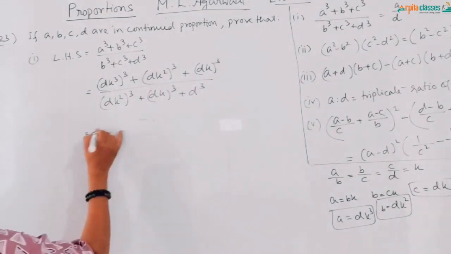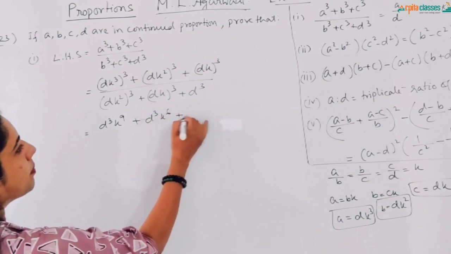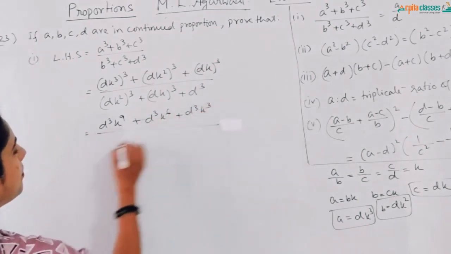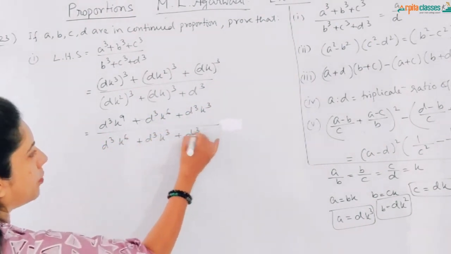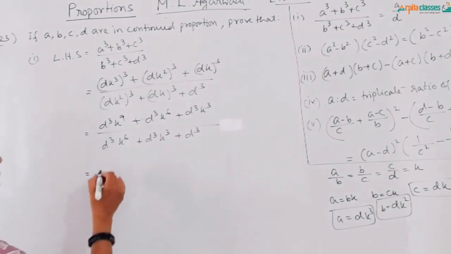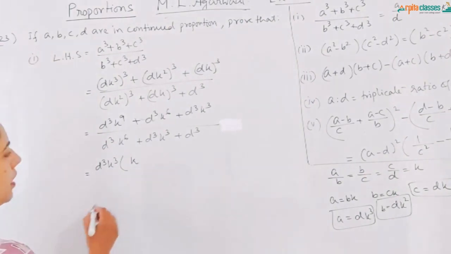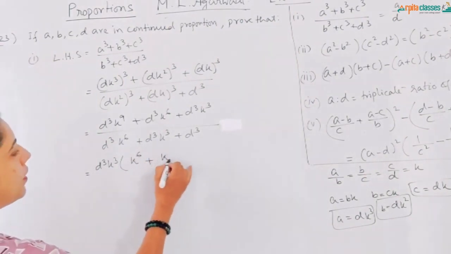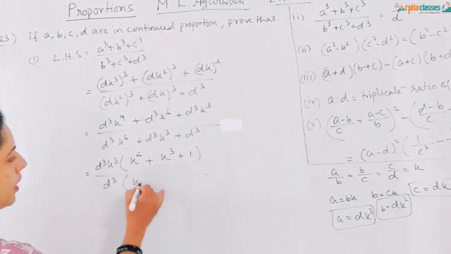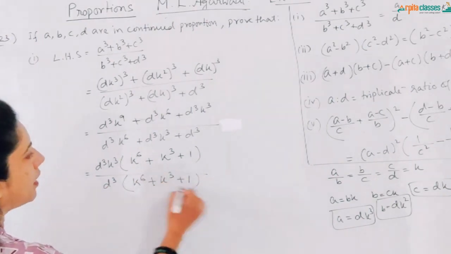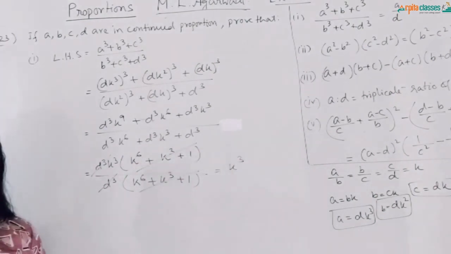Now this will be d cube k to the power 9 plus d cube k to the power 6 plus d cube k cube, divided by d cube k to the power 6 plus d cube k cube plus d cube. Now let us take common whatever we can take common from the numerator. We are getting d cube into k cube, so k to the power 6 plus k to the power 3 plus 1, divided by, down we have d cube common, so k to the power 6 plus k to the power 3 plus 1. This whole thing gets cancelled, d cube gets cancelled, we are getting only k cube from the left hand side.